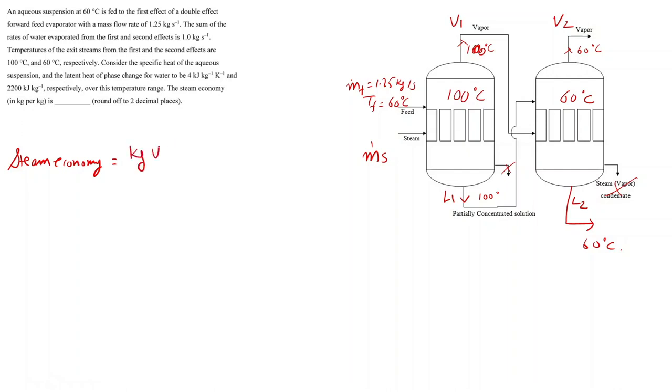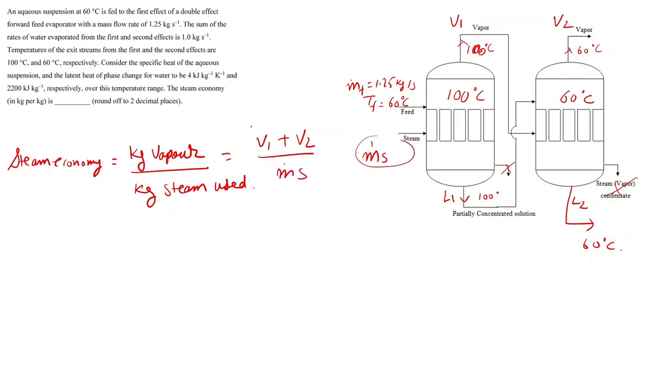So we can write it as kg vapor upon kg steam used. In this case, the vapor generated will be V1 plus V2, and the steam we have considered as m dot s. To find the steam economy, we have to find these three terms. For that, we will write mass balance and energy balance across both evaporators individually and then equate them to find the desired values. Let's start with mass balance.